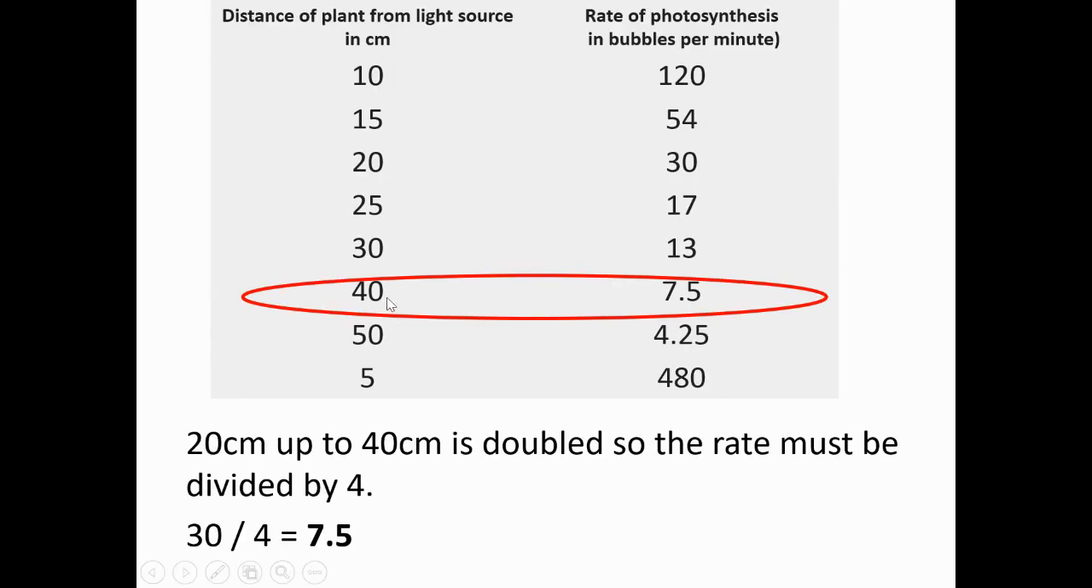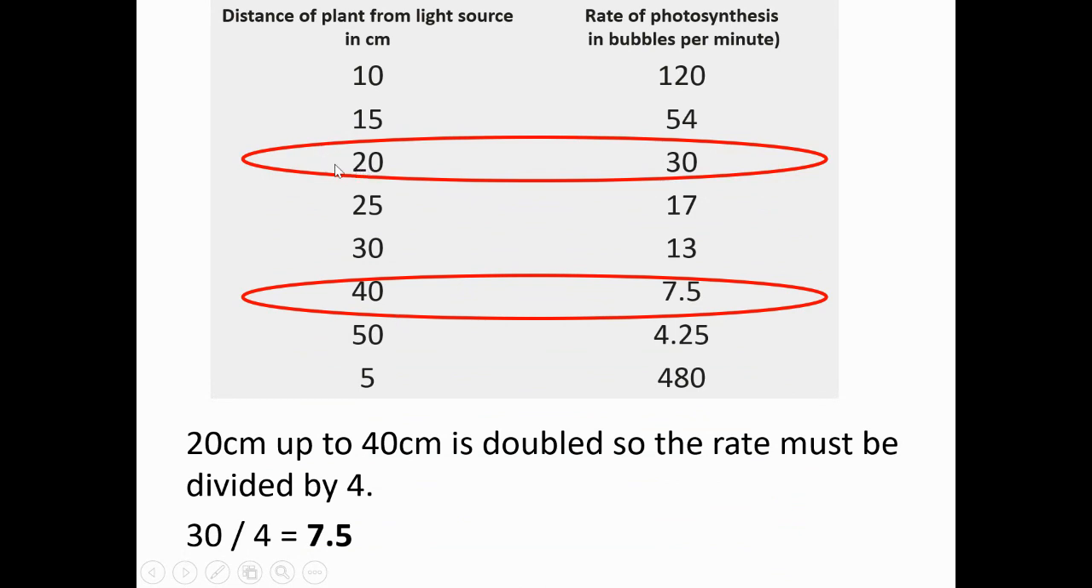Well, 40, I worked this one out by doubling 20 up to 40. So double up to 40. 20 centimeters up to 40 centimeters is doubled. So the rate must be divided by 4. So 30 divided by 4 is 7.5. That's how I did that.